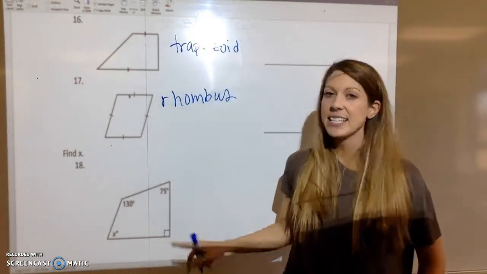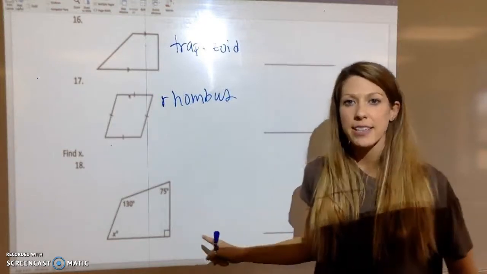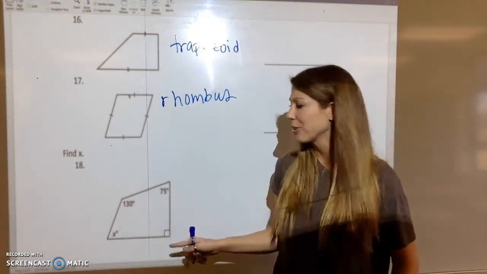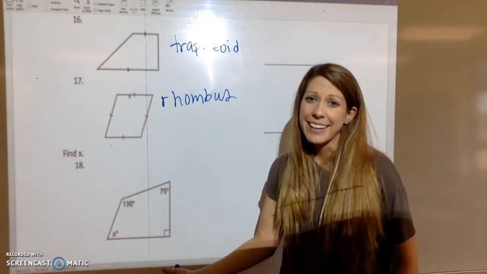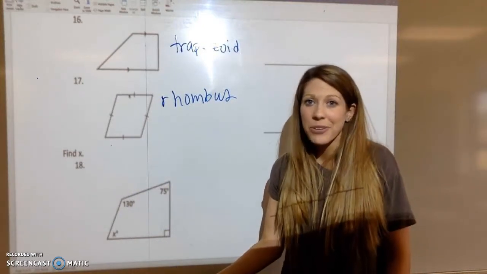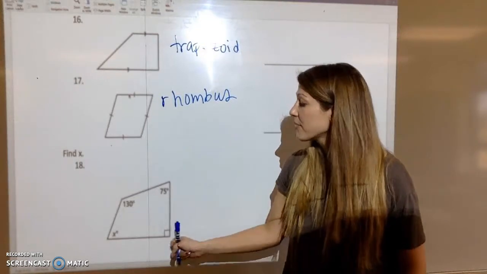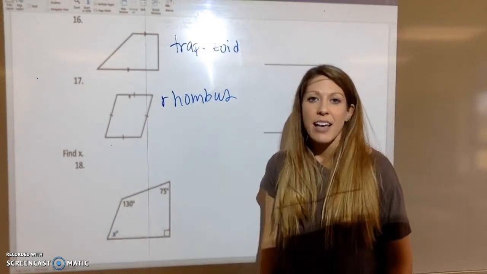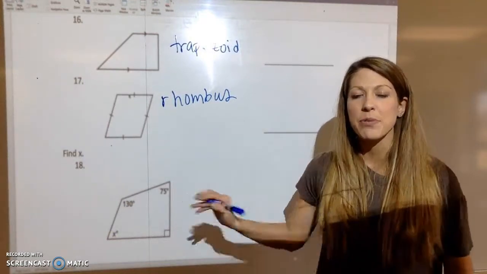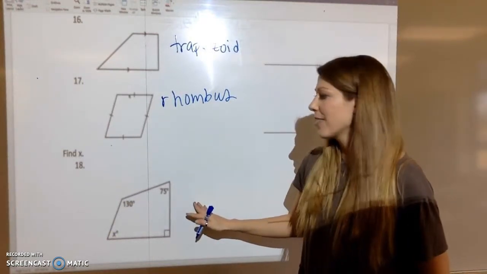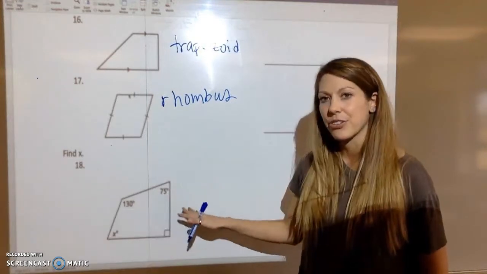All right, and lastly, 18, you did not have to classify this one. It's just a plain old quadrilateral. There are no pairs of parallel sides, and it's not a kite, so it's nothing special, just a plain old quadrilateral. But you had to find the missing angle, the missing x. And we talked about triangles. All three angles add up to 180 degrees, but for a quadrilateral, the four angles add up to 360.